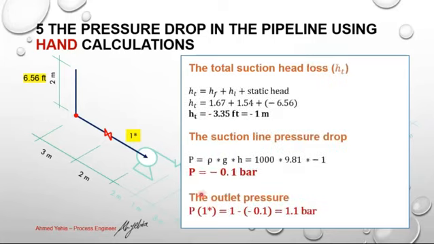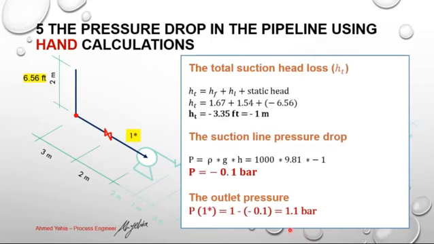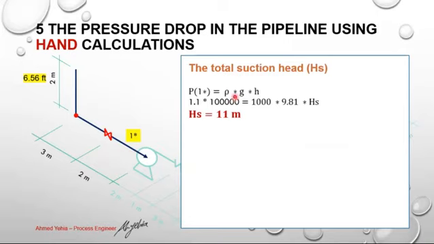If we want to calculate the total suction head, we take this value, 1.1, and put it in the same equation we saw in this slide. The equation says again, pressure equals density times g times H. The pressure is 1.1 multiplied by 1E5, which is a conversion between units. With the density and the acceleration, we get the head HS here as 11 meters.